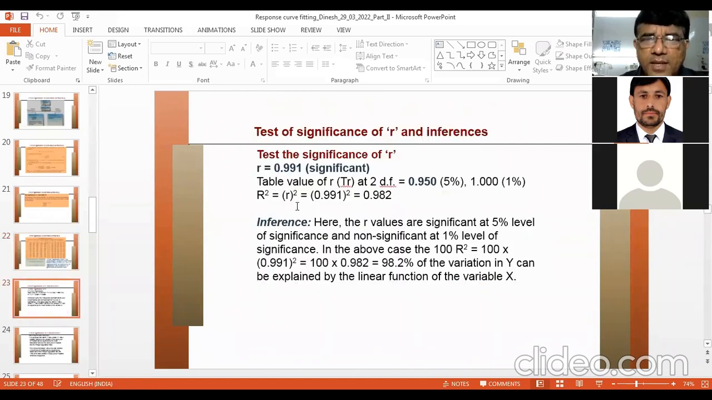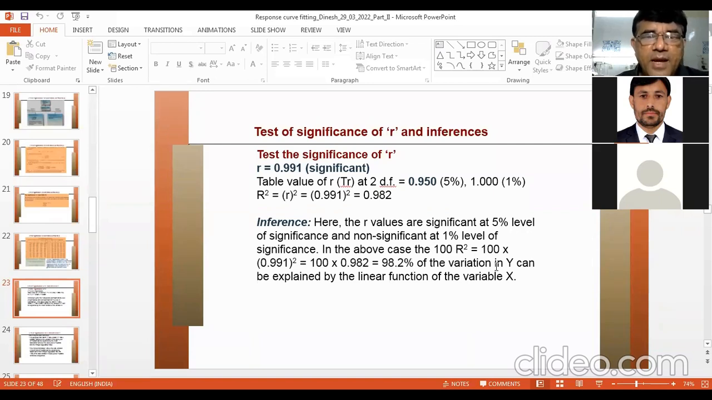So you can see that it is significant at 5%, but it is not significant at 1%. So here the R values are significant at 5% level of significance and non-significant at 1% level of significance. In the above case, the 100 R square, as I told you, you square the value of this R and then multiply it by 100.